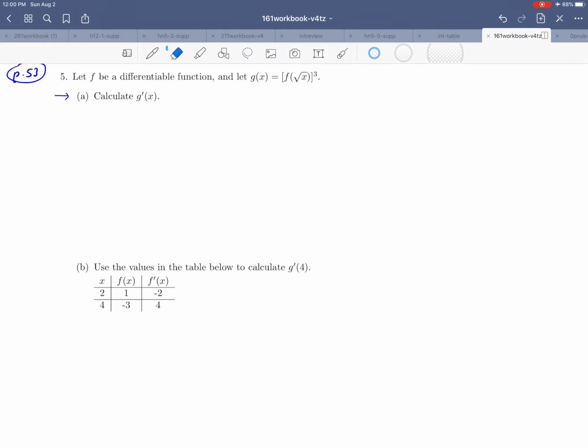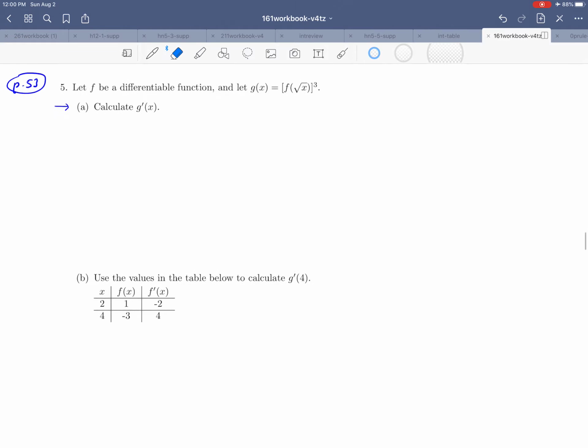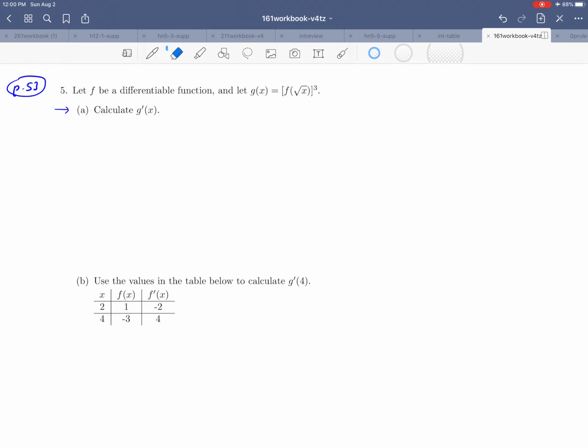When you look at the function g of x, what kind of a form do you see there? Thinking about our rules for derivatives, which rule do you think would apply to this situation? Well, I notice that we've got kind of an inside-outside function situation. If you think of the f of the square root of x as being a u, g of x looks like u cubed. That tells us that we probably need to use the chain rule at the first part. So let's do that.